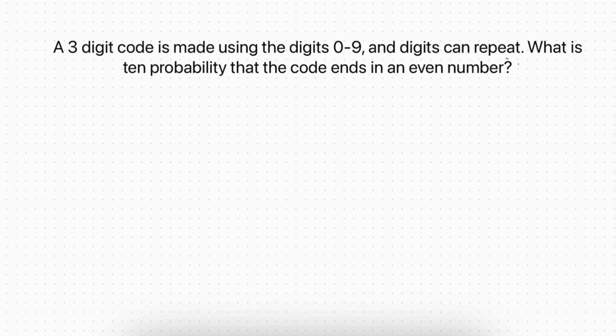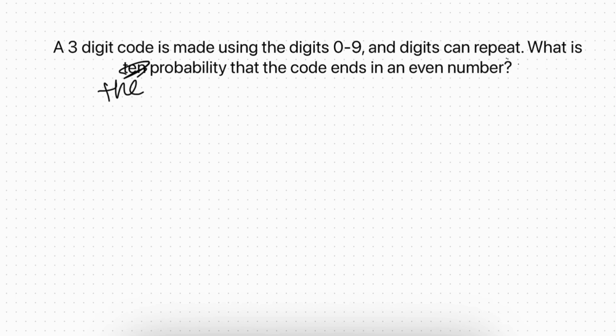Okay, here's our next problem. A 3-digit code is made using the digits 0 through 9, and digits can repeat. That's a typo. It's supposed to be, what is the probability that the code ends in an even number? I'll just change that.